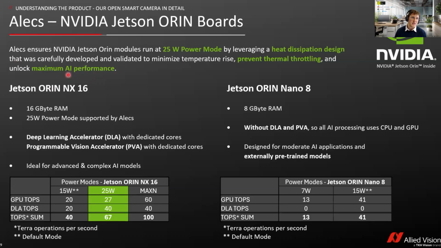AI performance is the parameter we measure with tera operations per second. This is what you see in the table below. Firstly, I will talk about the left side with the Jetson Orin NX. The tera operations per second is the number of operations per second that can be done. For the GPU alone, 27 is higher compared to the standard 50-watt mode. And there are also some DLA tera operations, which add up to 67 tera operations per second as the maximum for the 25-watt mode.